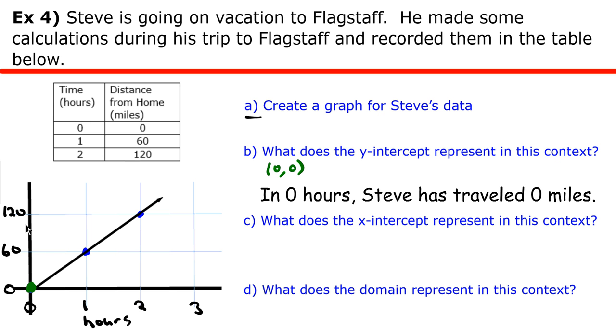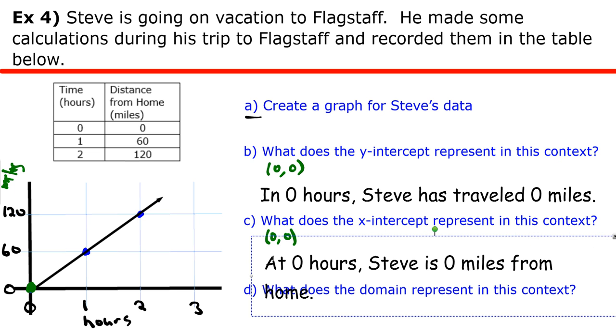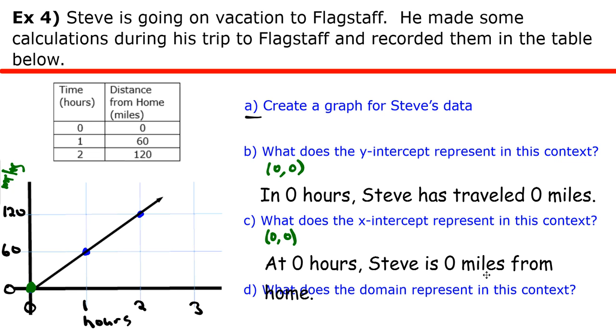I forgot to put miles on my axis, so let's do that before I forget. Miles. Yeah, that's miles. Also, since the x-intercept is also the y-intercept here, which is kind of nice, we can express it again. At 0 hours, sounds like we're military, Steve is 0 miles from home. I'll move that up so we can see it better, but there you go.